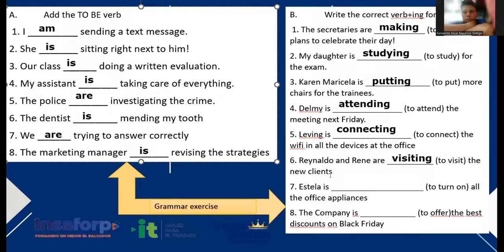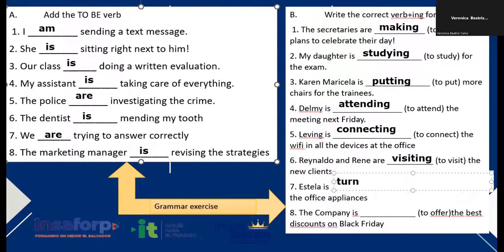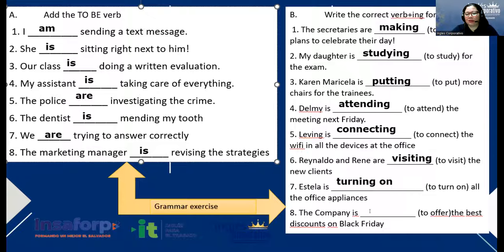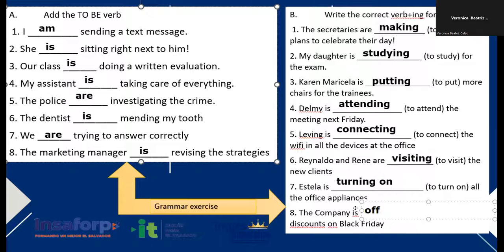Number seven. Stella is turning on the office lines. Okay, how do you spell turning on? T-U-R-N-I-N-G, O-N. Yes, correct. We don't have to duplicate over there, right? Number eight. The company is offering the best discount on Black Friday. How do you spell offering? O-F-F-E.